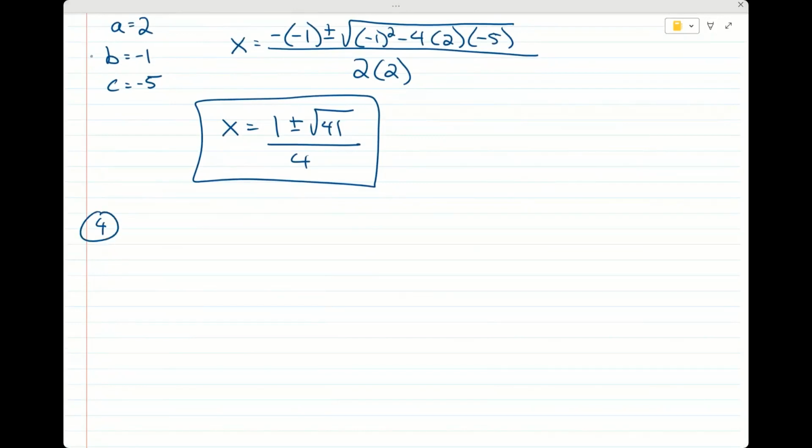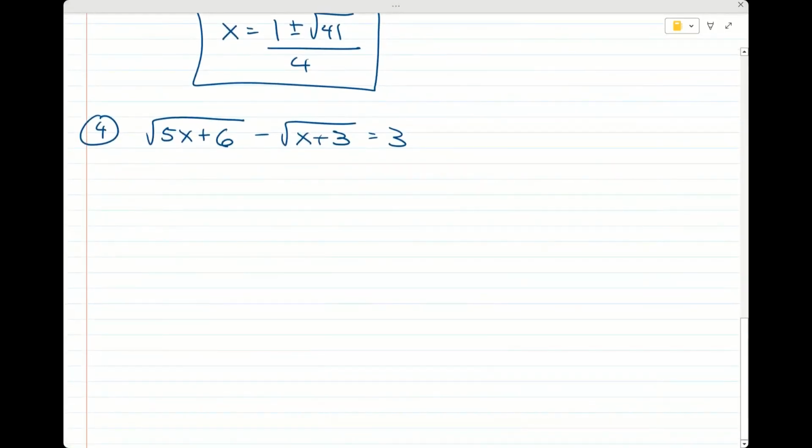Next problem, let's take a look at solving multiple square roots in an equation. So the square root of 5x plus 6 minus the square root of x plus 3 is equal to 3. When we talked about solving radical equations, what we did is we got the hardest radical by itself, and we moved everything else over to the other side. So we got the hardest radical by itself, squared both sides. Hardest radical by itself, squared both sides. And that's just the process that we do with multiple radicals.